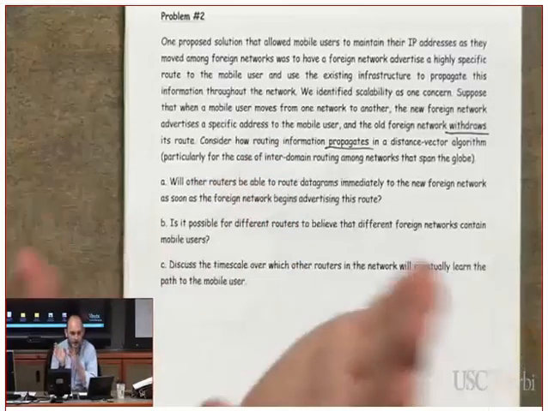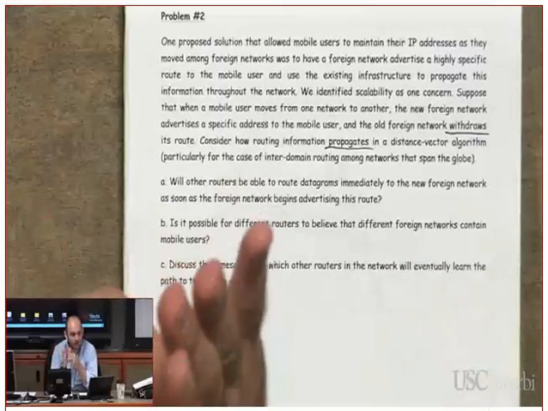are you done with that? Is it possible for different routers to believe that different foreign networks contain mobile users? Different routers believe that different foreign networks contain mobile users. Happen.